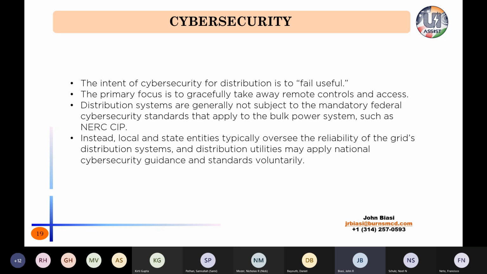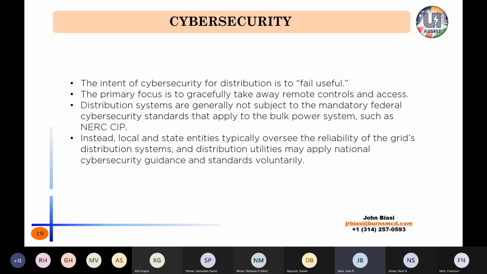This is John Biasi. So I'm going to talk a little bit about cybersecurity, and I know we're running short on time, so I'm going to fly through a few of these slides just to get the points here. On the overview, the intent for cybersecurity from a distribution perspective is to fail useful, where in other applications it might be okay to disconnect or disable a connection because you don't want the attack to continue. There are some consequences to doing that on the distribution grid. So the goal is to take away some of the remote control and access to keep it stable and functional without necessarily shutting things down.